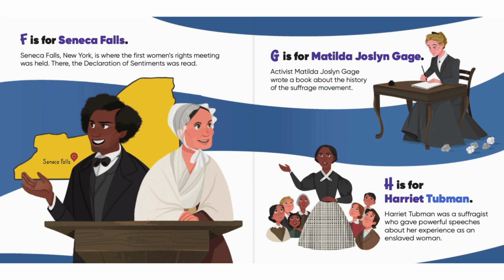H is for Harriet Tubman. Harriet Tubman was a suffragist who gave powerful speeches about her experience as an enslaved woman.